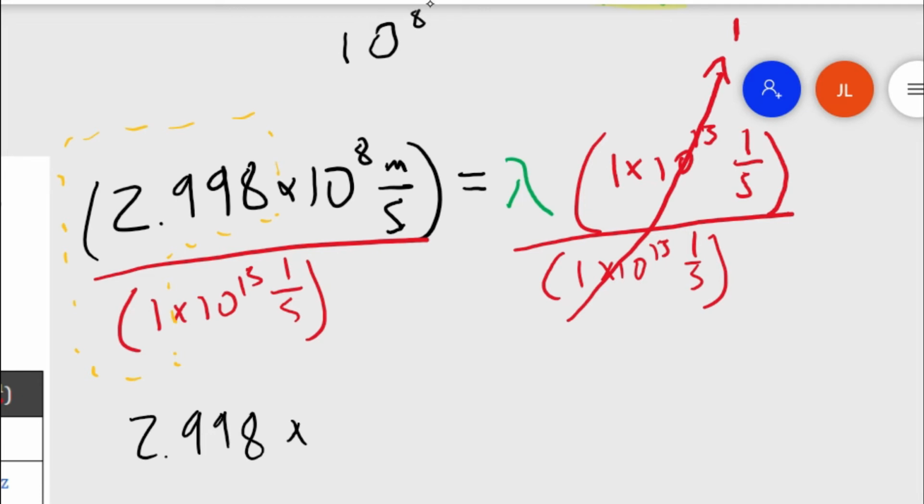There's a long way to approach this. 10 times 10 times 10, you do that 8 times, over 10 times 10 times 10, do that 13 times. You'll see that 8 of those will cancel out and you'll be left with 5 of them underneath, and you can see that that matches up with 8 minus 13, which should equal negative 5 over here, because they're in the bottom. And we drop this over here to be 10 to the negative 5.